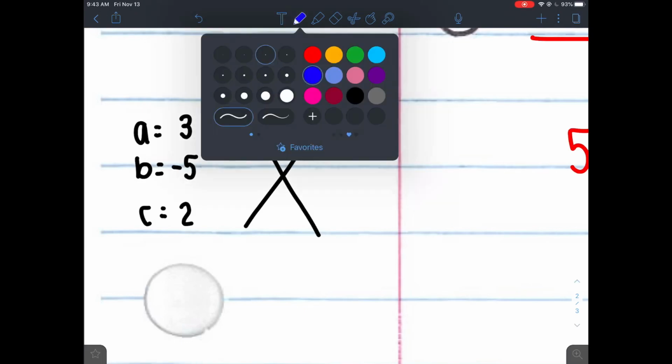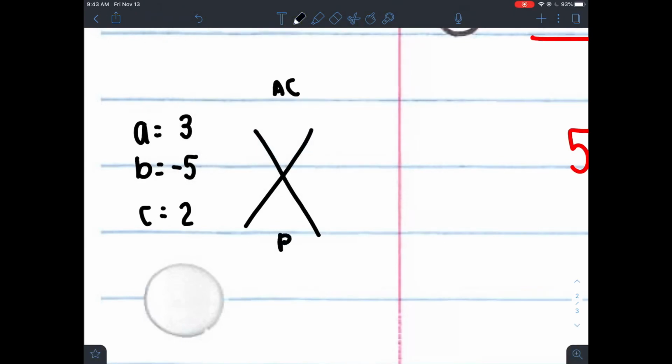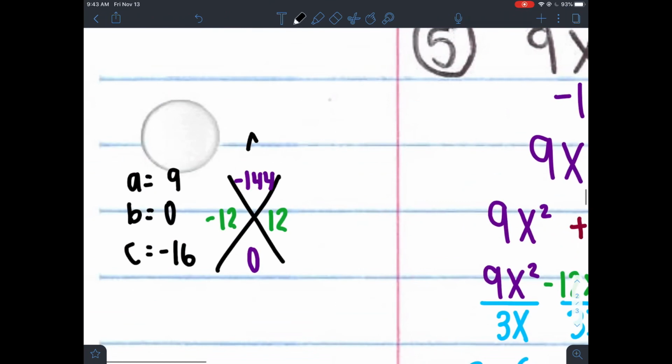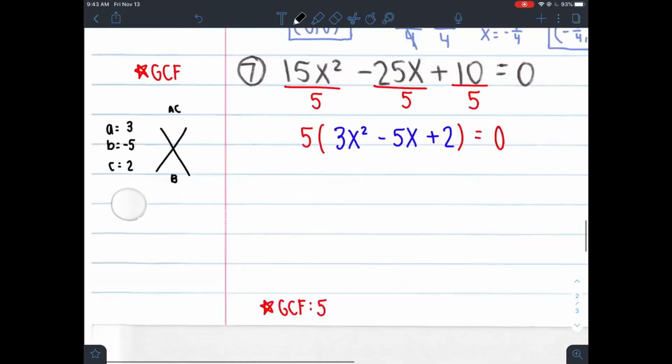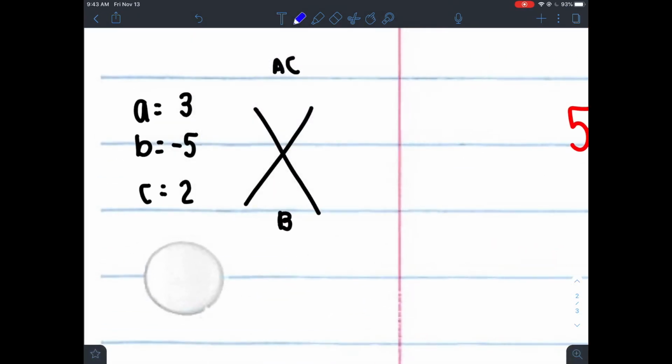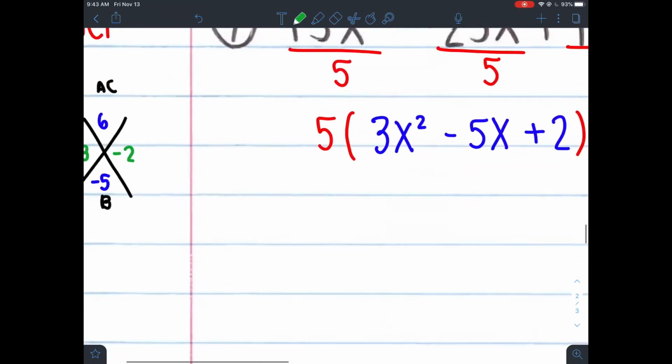So A times C here, remember AC goes on top, B goes on bottom. Did I put that on my other X? I did not. AC, B. All right. AC here, so A times C, 3 times 2 is 6, and B is negative 5. So I need two numbers that multiply to 6 but add to negative 5. Well, 3 times 2 equals 6, but it doesn't add to negative 5. So in order for it to add to negative 5, I would need to have negative 3 and negative 2. Negative 3 times negative 2 makes positive 6, because a negative times a negative makes a positive, but they also add to negative 5.